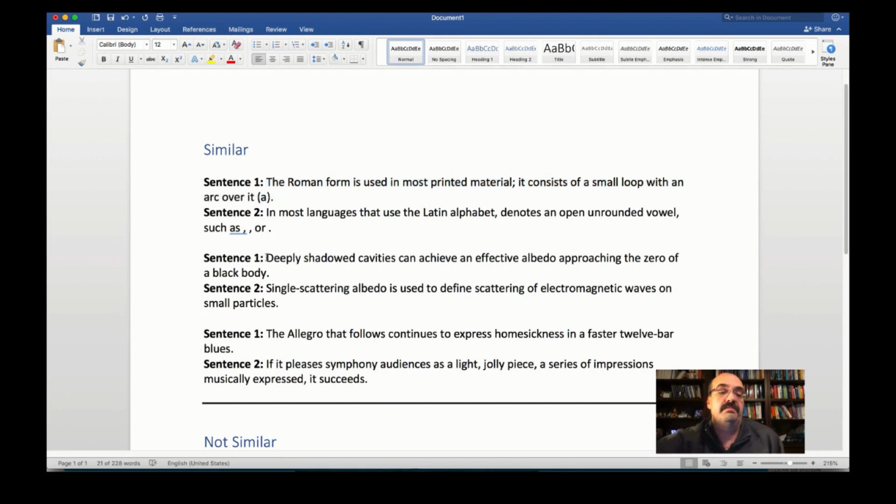Another one, just look at this. Deeply shadowed cavities. At this point, I'm like, what? Are they talking about teeth? Can achieve an effective albedo approaching the zero of a black body. Okay, I have no idea what they're talking about there exactly. By the way, I did not write these sentences.